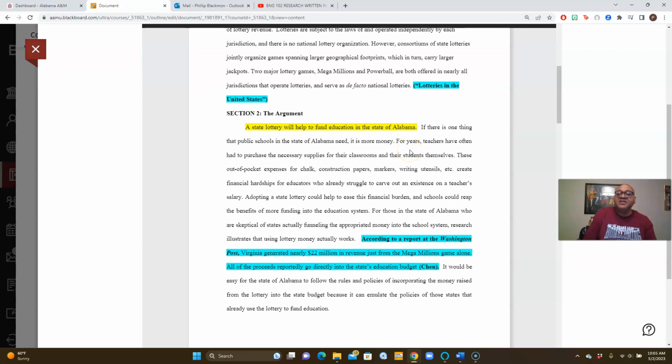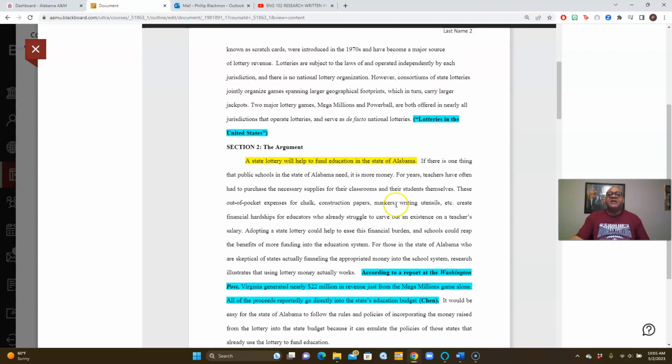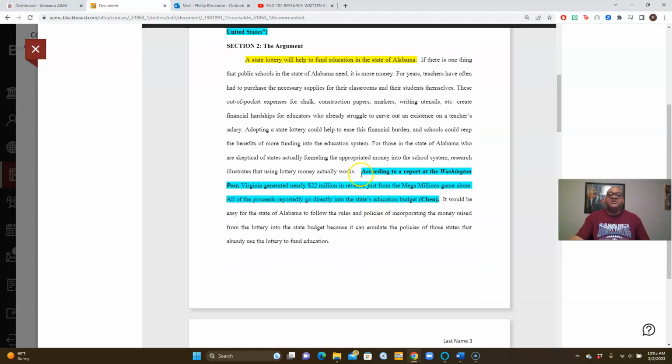Now let's talk about the 70-30 rule. When I talked about the 70-30 rule, I said that only 30% of the paragraph can be researched. So roughly, this is my research highlighted in blue. Everything else in here, including my topic sentences highlighted in yellow, these are my own words. This is how I feel about the topic. This is my analysis of the topic sentence. This is my explanation.